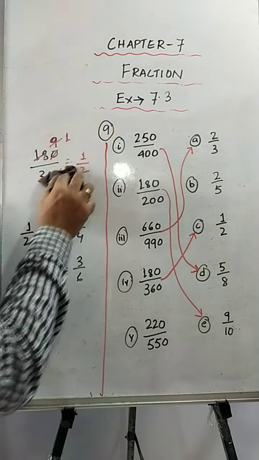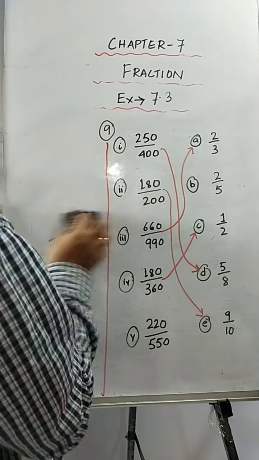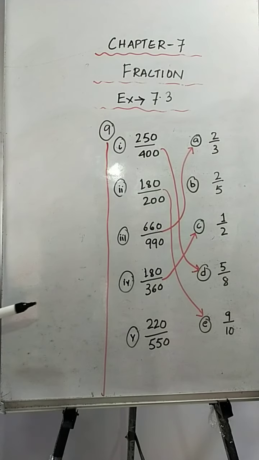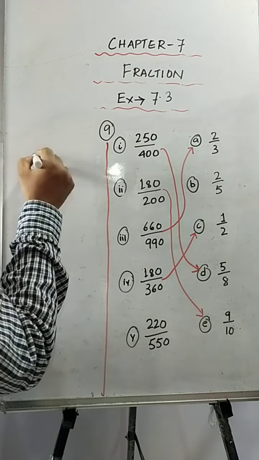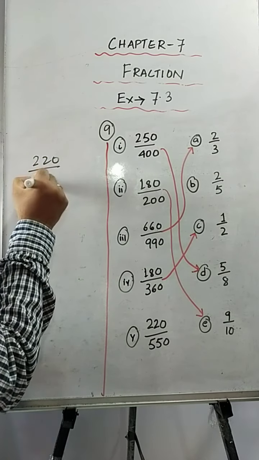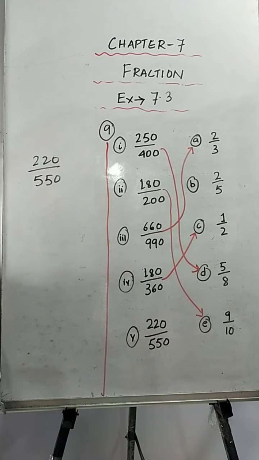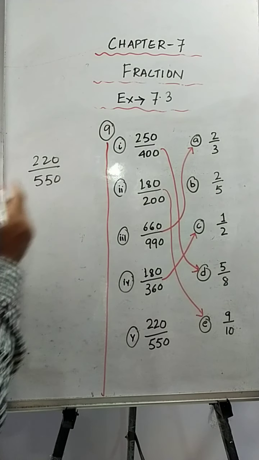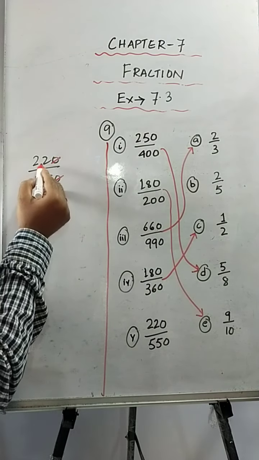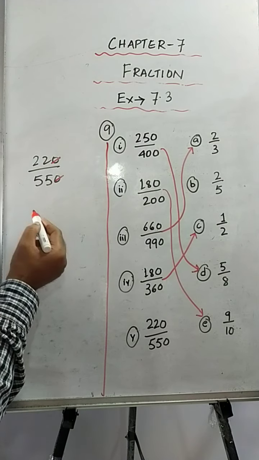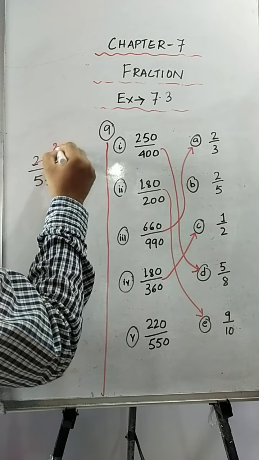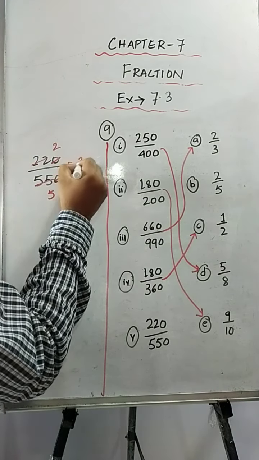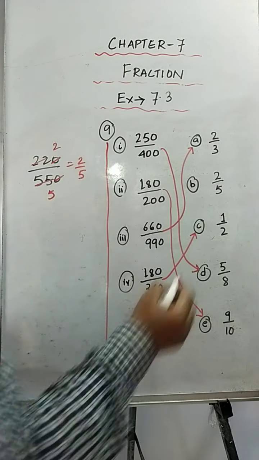Let us check 220550. See, 220550. Just cross check it, whether we know that the answer will be 2 by 5. Just check it. See, if you reduce these zeros and zeros, then this 22 and 55 we can reduce with 11. 11 2s are 22, 11 5s are 55. So see, the answer is coming 2 by 5 only.